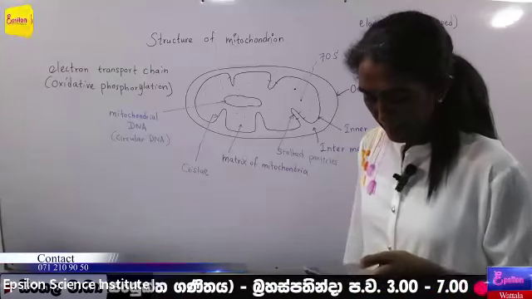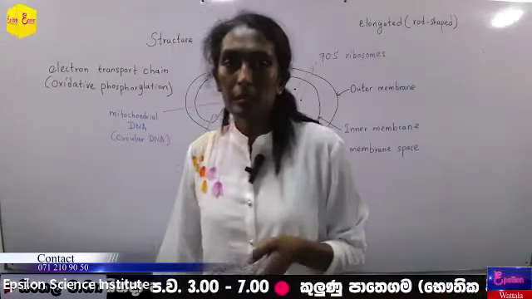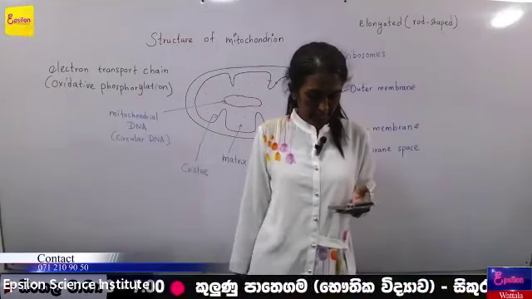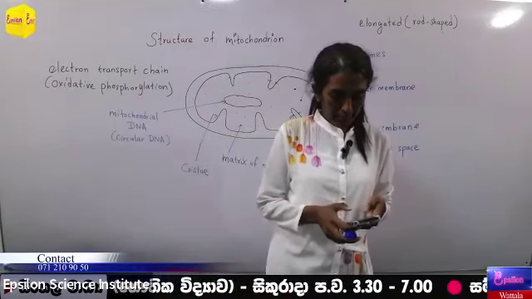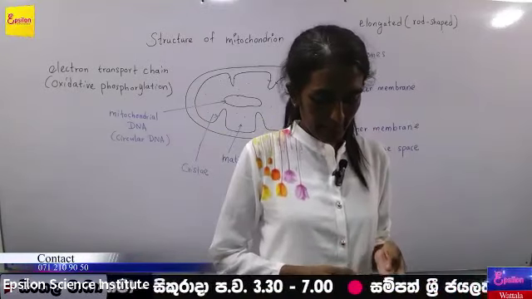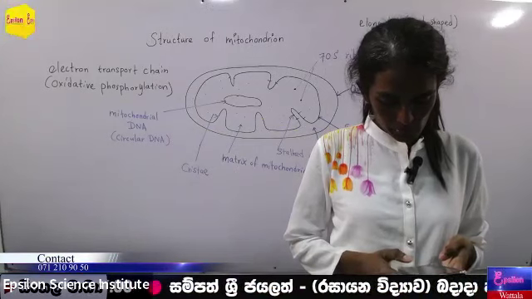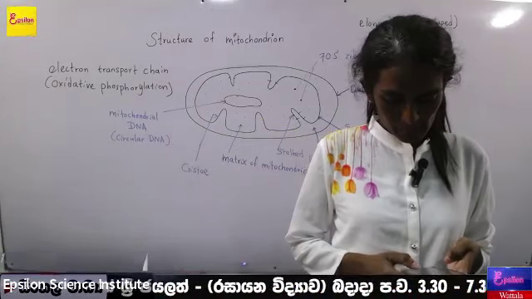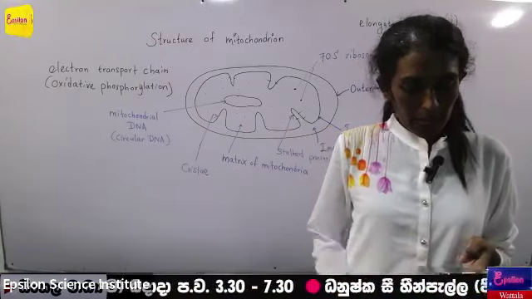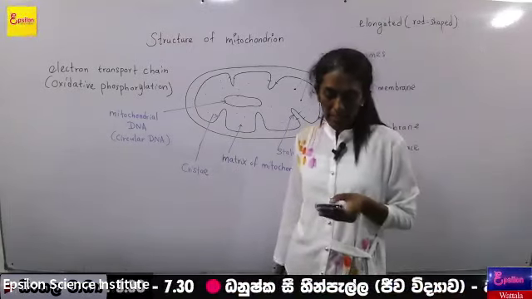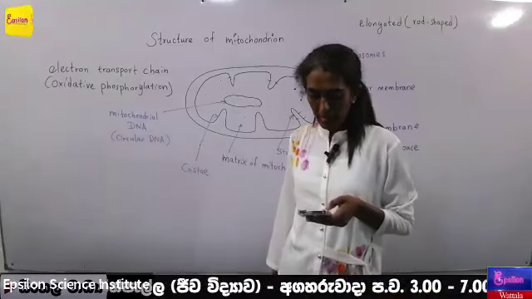Inner to the inner membrane, the mitochondrial matrix is located. We write like this: inner to the inner membrane, the liquid-filled matrix is located.